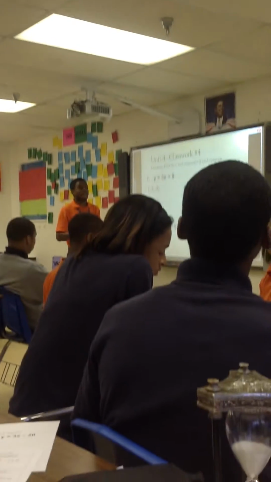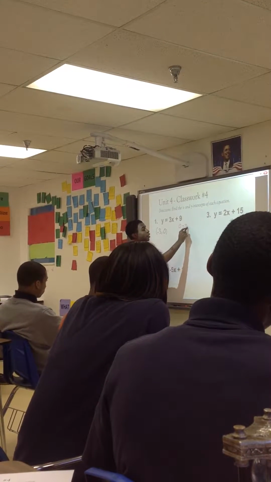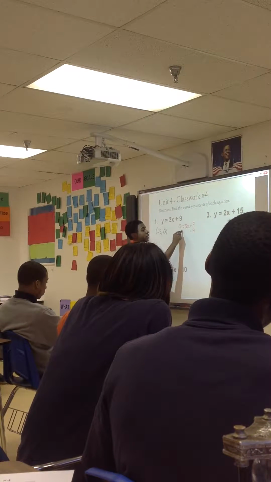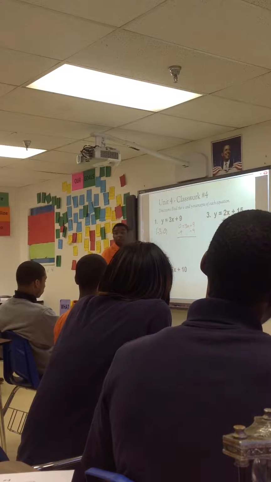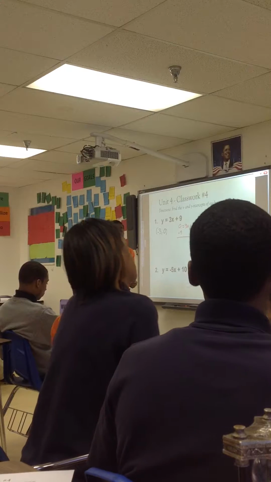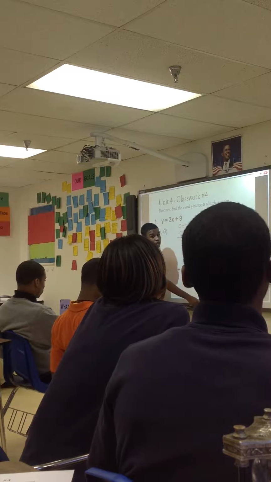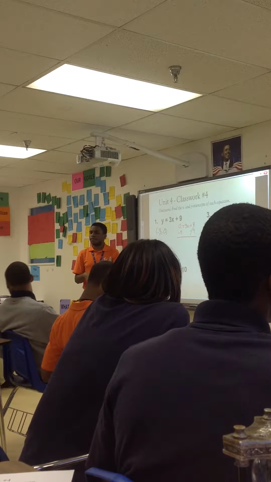The minus 9 on both sides. 0 minus 9 is negative 9, right? Okay, so you said when you subtracted 9 on both sides, what happened? The 9's canceled out, the plus and the minus, right? Okay, the 9's canceled.